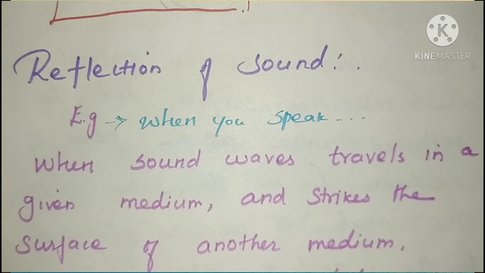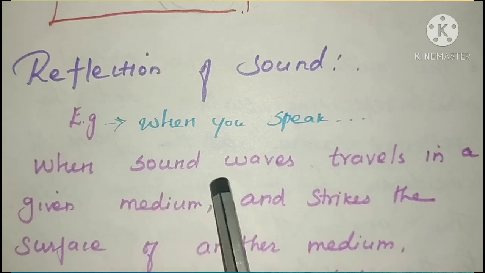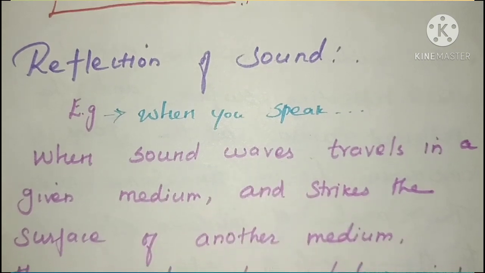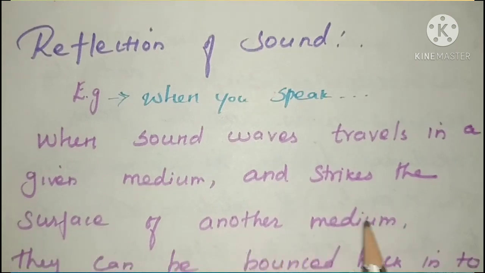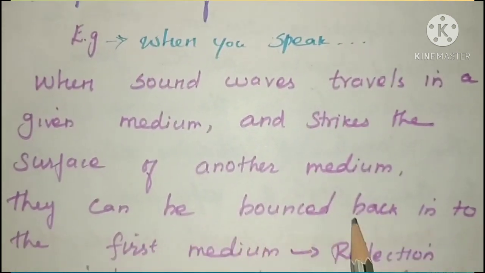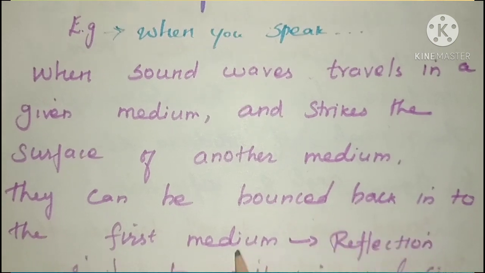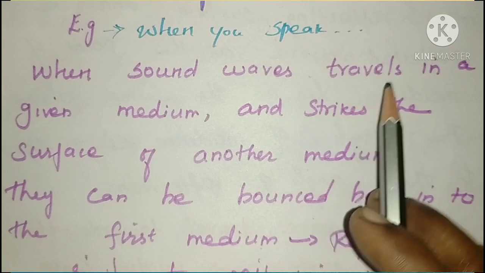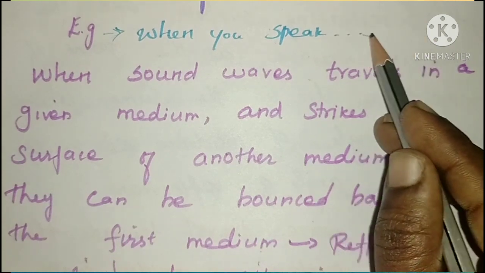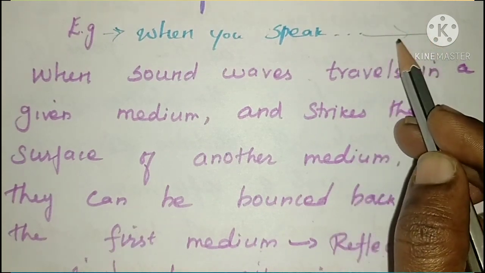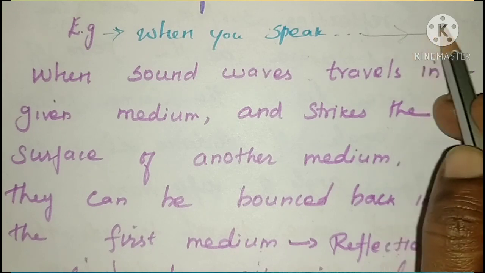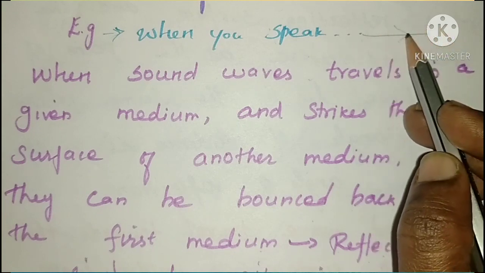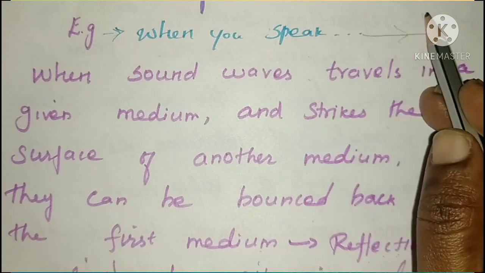Reflection of sound. When sound waves travel in a given medium and strike the surface of another medium, they can be bounced back or reflected back into the first medium. That process is called reflection. This is the definition of reflection of sound waves. The sound wave will be traveling in one medium, and strikes the surface of another medium. Maybe it will be traveling in the air medium, and here it is a wall.